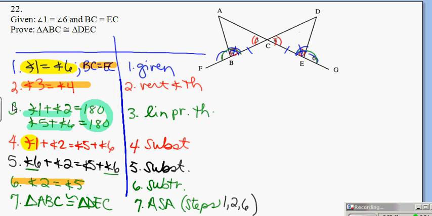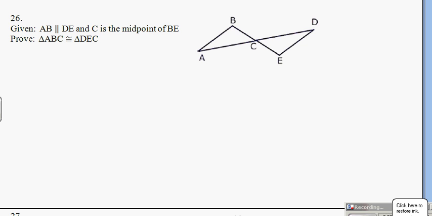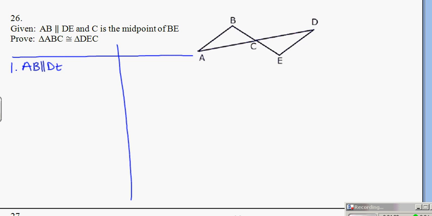Now I'm going to go ahead and jump to 26 because the other ones are on the other video. And 26 is going to give me my parallel line piece. And as soon as I know parallel lines, I need to start thinking about my angles.